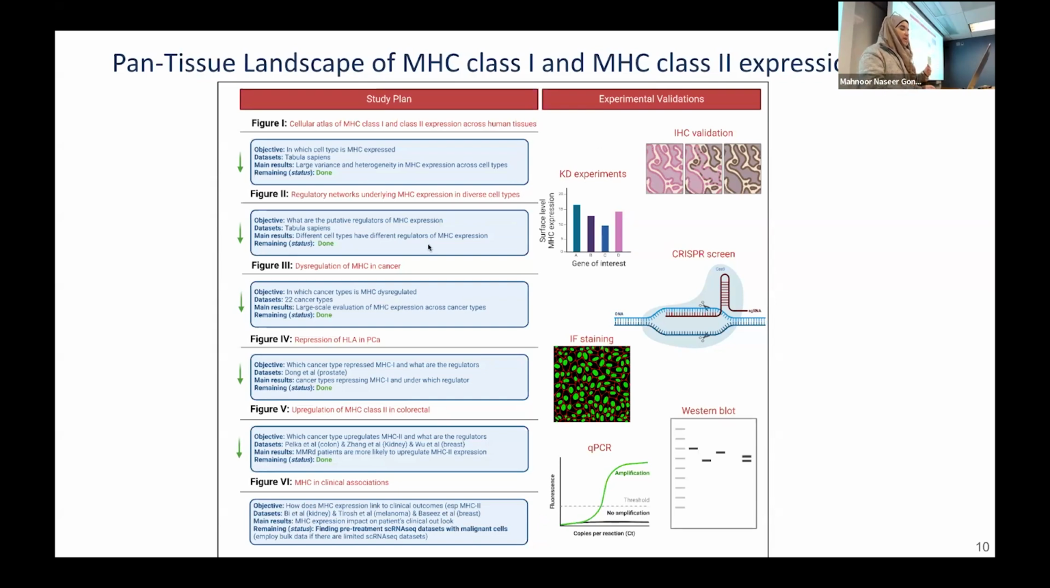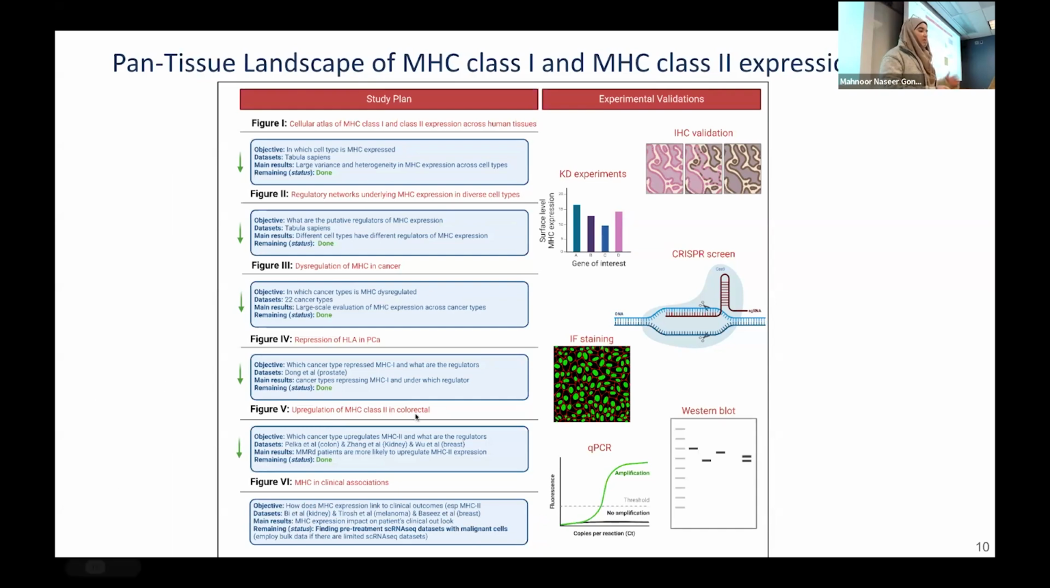The third part of the study is, let's go into cancer now. How is MHC class 1 and class 2 expression different across different cancer types? The fourth is, are there any interesting cancers that we can focus on? We said, yes, this is prostate cancer, super interesting with MHC class 1 repression. The fifth part of the study is, are there other interesting cancers that we can focus on? There are. Colon cancer actually upregulates its MHC class 2 expression in the tumor cells. And lastly, what are the clinical associations?